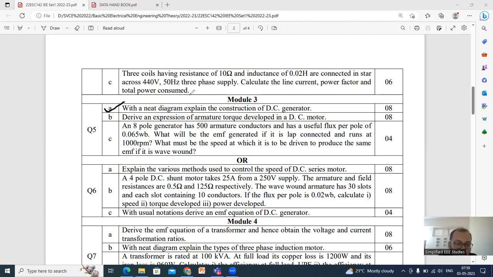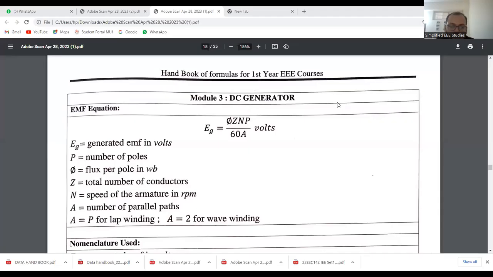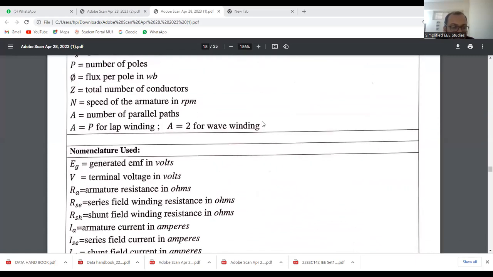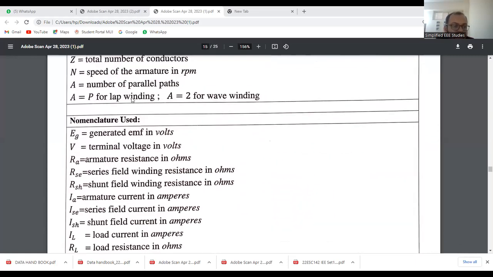Try to elaborate it. Another one is to derive the expression for the torque developed in DC motor. I will show you the data book how to make out. So torque equation you need to know. Similarly, you need to know the basics of generator. I will show you the data handbook. For your information, they have given the EMF equation. Very easily you can remember. And they mention the lap winding and the wave winding.